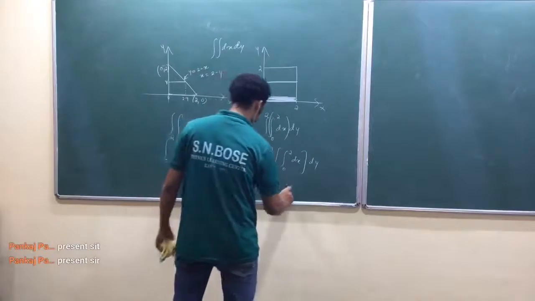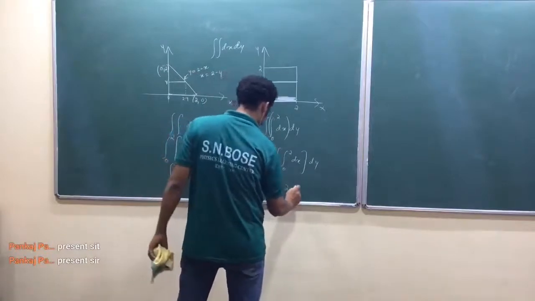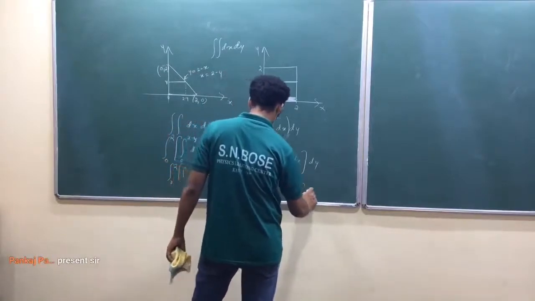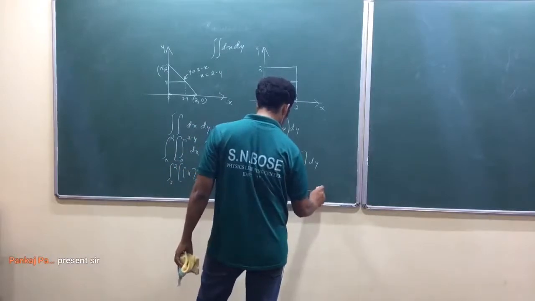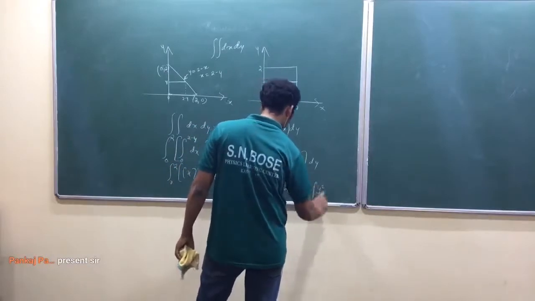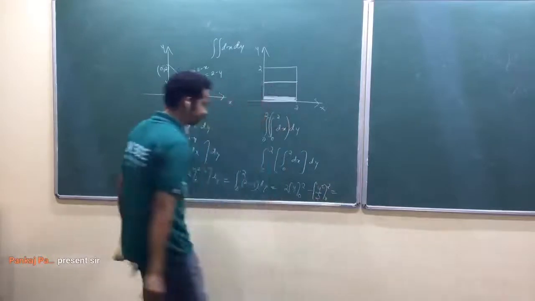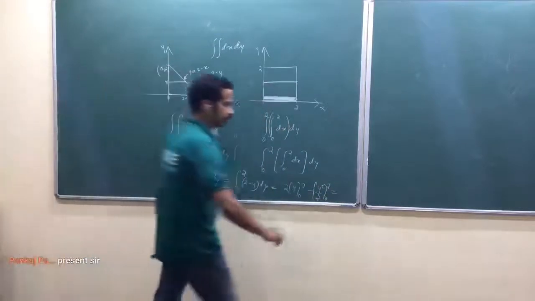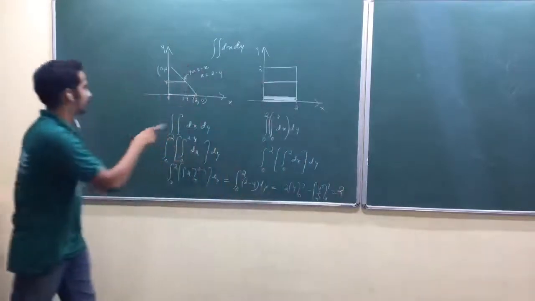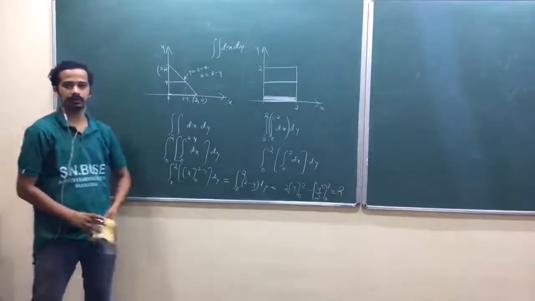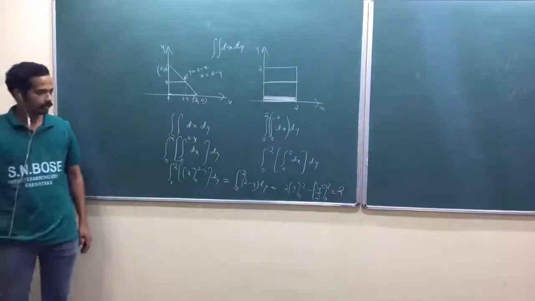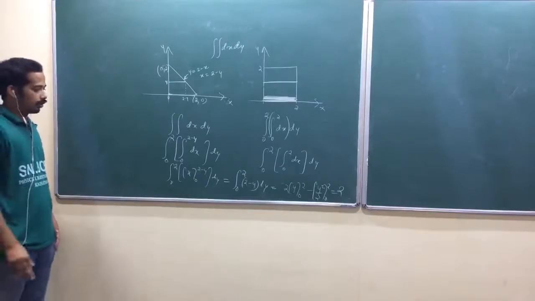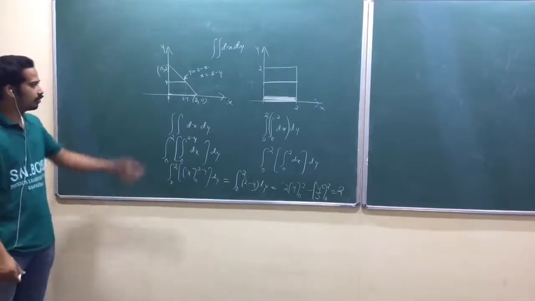2 into y running from 0 to 2 minus y square by 2, y square by 2 running from 0 to 2. What is the answer? 2. That's correct. Half length into height. Am I right? That's the area of that one. Isn't it? So again, you know how to find area of this one.